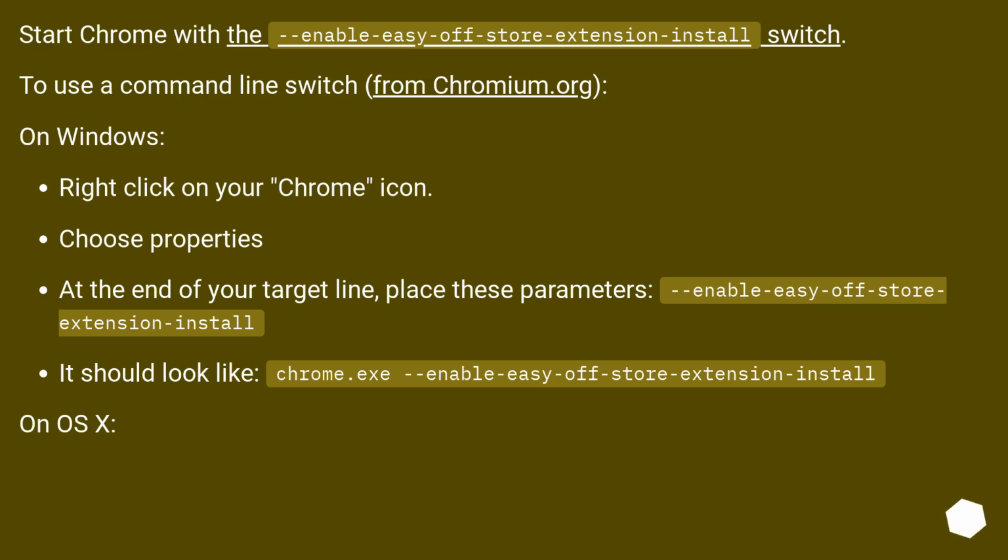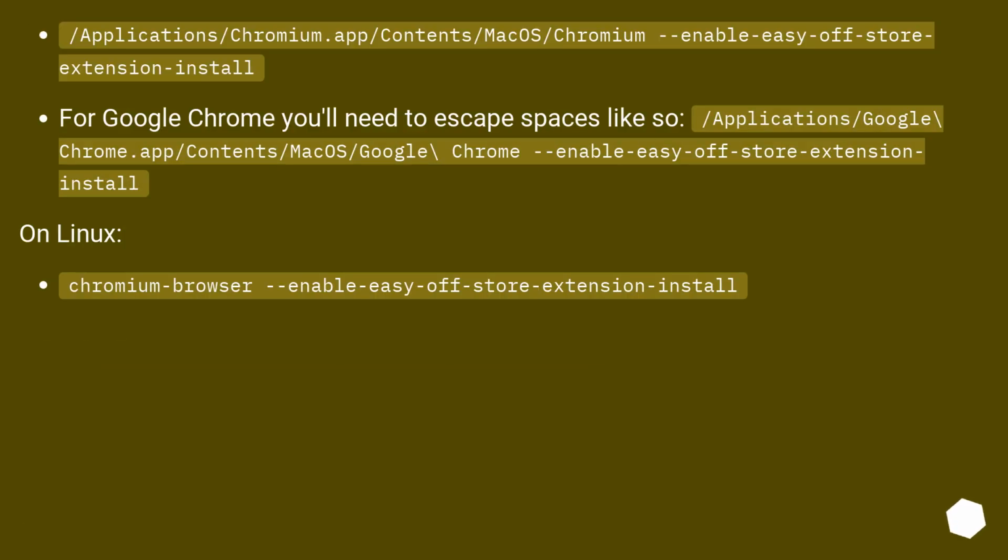On OS X: /Applications/Chromium.app/Contents/MacOS/Chromium --enable-easy-off-store-extension-install. For Google Chrome you'll need to escape spaces, like so: /Applications/Google\ Chrome.app/Contents/MacOS/Google\ Chrome --enable-easy-off-store-extension-install. On Linux: chromium-browser --enable-easy-off-store-extension-install.